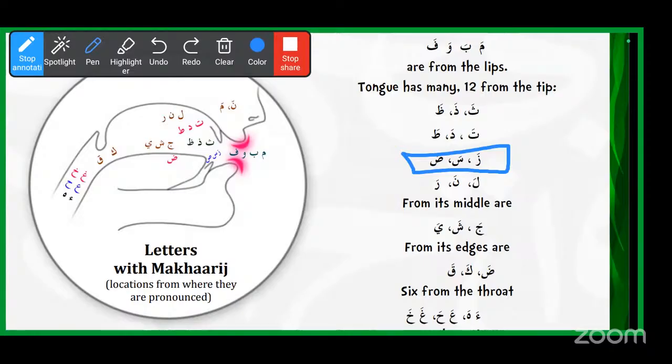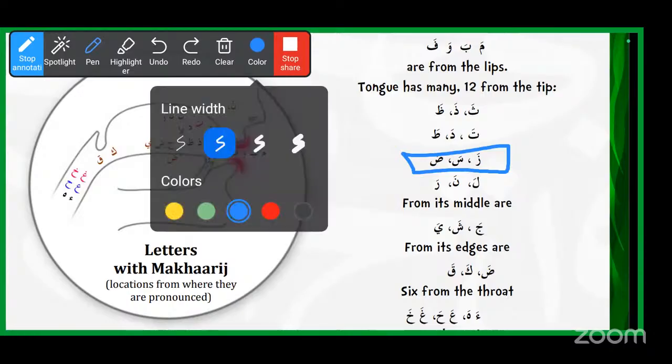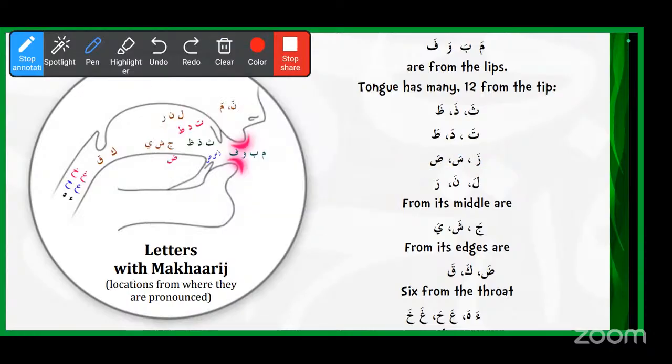Moving on, I will not elaborate on Zai, Sin, and Sod, only that the letter Sod is from the huruf musta'liya. The letters Sin and Zai are from the huruf mustafilah, and we have discussed this a little while ago. Clear, inshallah?